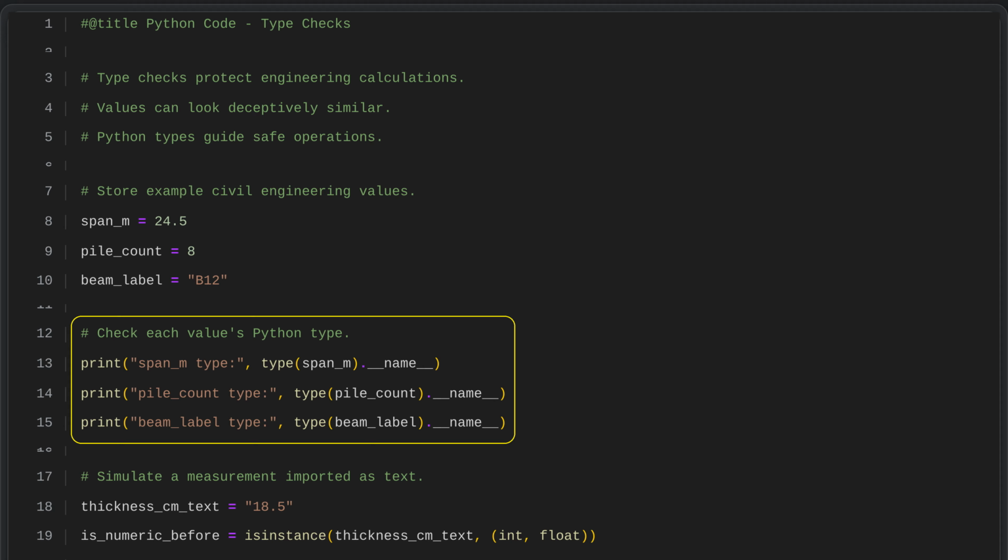The span value is a floating point number for real number calculations. The pile count is an integer for a whole number quantity, and the beam label is a string for text identification.